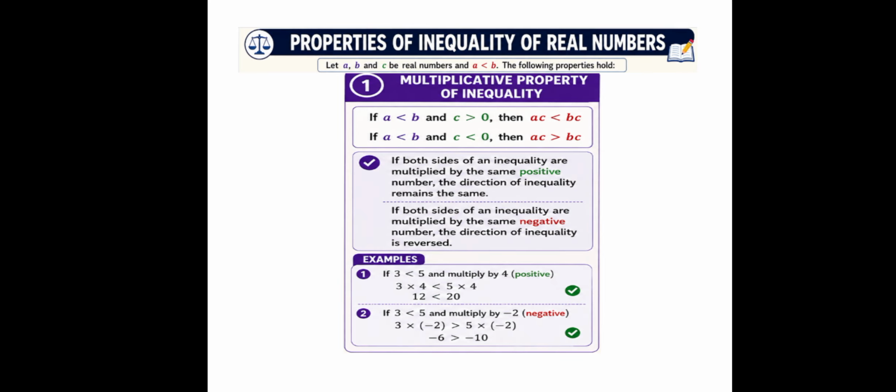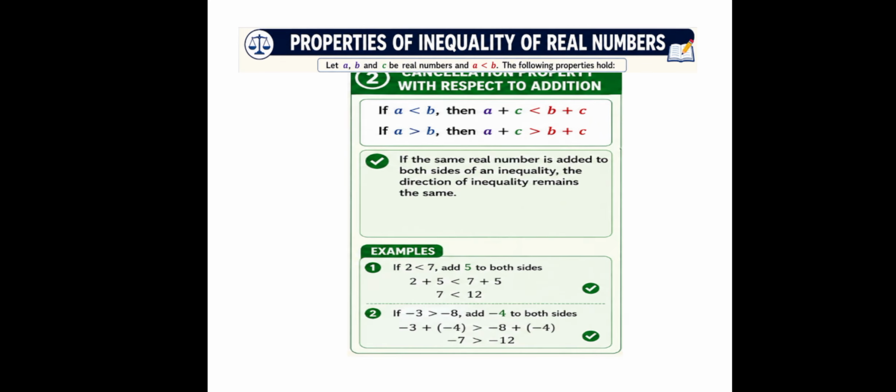So now minus 6 and minus 10. As we know that in the negative numbers, minus 6 is always greater than minus 10. So it means as we take 3 is less than 5, but when we multiply 3 and 5 with a negative number, the sign of inequality is reversed. Alright. Now come toward the next property.